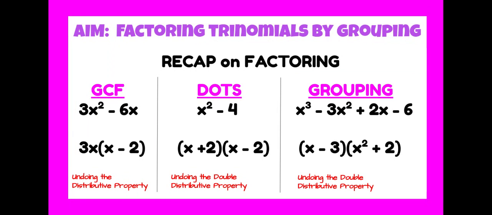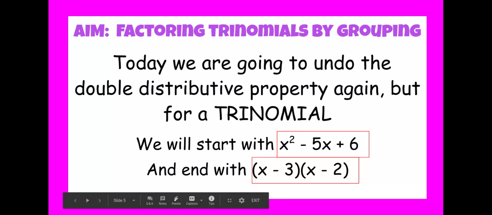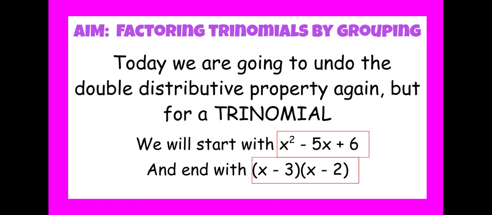Then yesterday's was factoring by grouping, where we had a four-term polynomial and we grouped it up, factored out common factors, and found our two binomial factors. We didn't realize it, but we technically were undoing the double distributive property as well. Okay, so what we're going to be doing today is using factoring by grouping to undo double distributive for a trinomial.